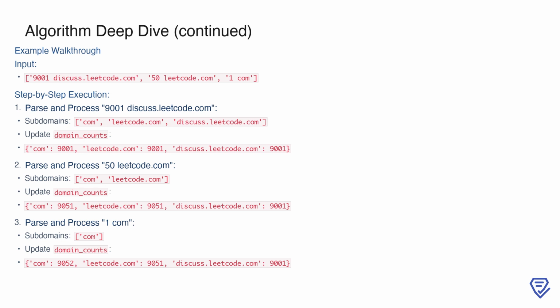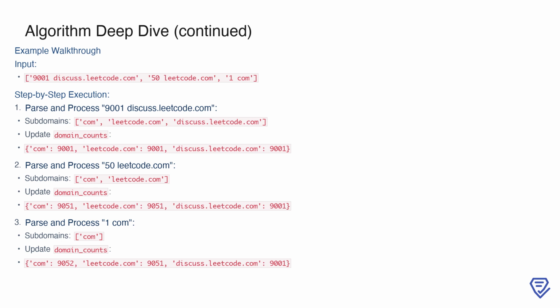Let's walk through an example to see the algorithm in action. Suppose the input is 9001 discuss.leetcode.com, 50 leetcode.com, 1 com. First, we process the string 9001 discuss.leetcode.com. Splitting this domain produces the subdomains com, leetcode.com, discuss.leetcode.com. We update domain_counts accordingly, setting com 9001, leetcode.com 9001, discuss.leetcode.com 9001.